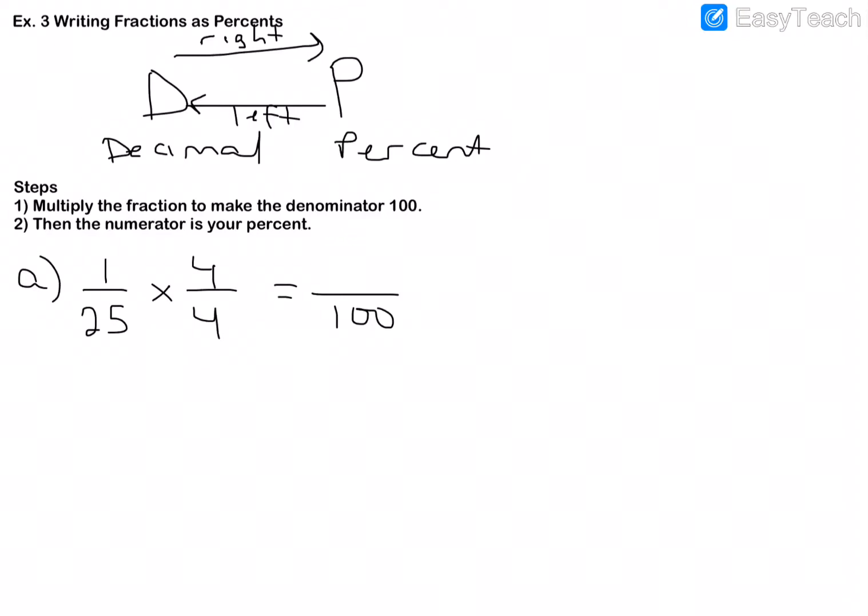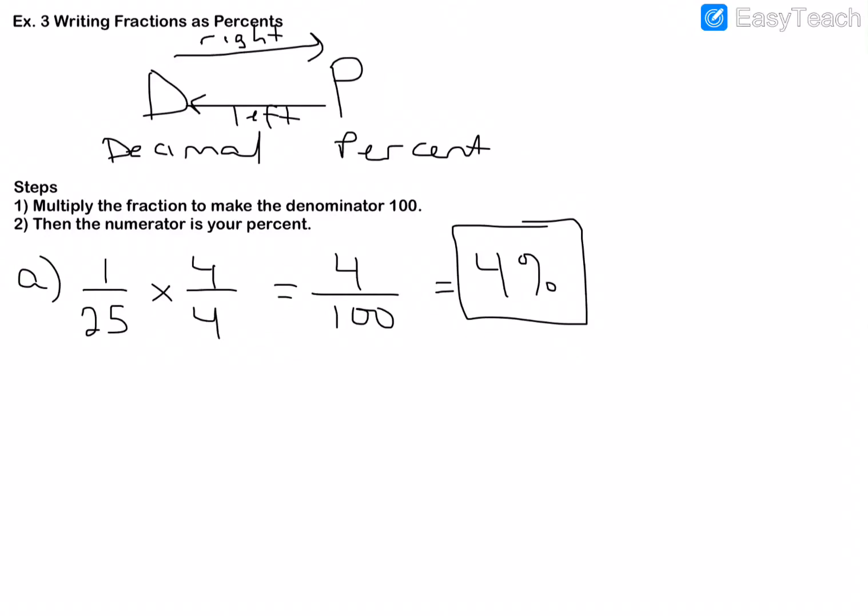So that means 1 times 4 is 4. So now my fraction is 4 100ths. And if I have 4 100ths, my numerator is my percent, equals 4%. Anytime you have a fraction with 100 as your denominator, that numerator is the percent.